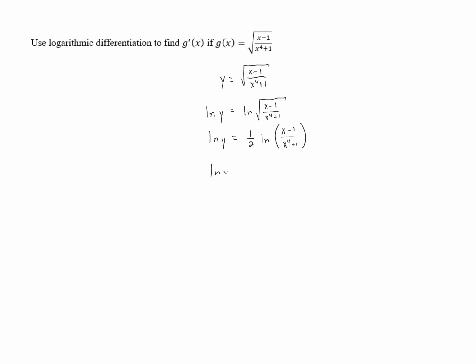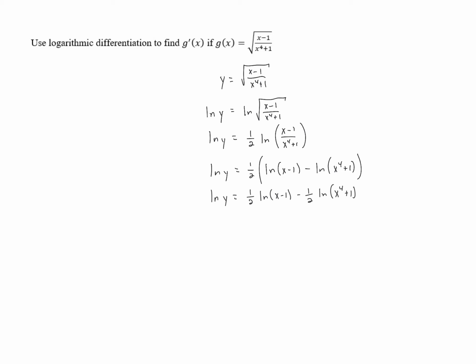So we can rewrite the right-hand side as 1/2 of the whole thing, ln of (x minus 1) minus ln of (x to the fourth plus 1). We've taken the logarithm of a quotient and written it as the difference of two logarithms. But that whole thing gets multiplied by 1/2, so we've got a 1/2 out front. And then we can distribute that 1/2 to each of those. ln of y equals 1/2 times ln of (x minus 1) minus 1/2 ln of (x to the fourth plus 1).